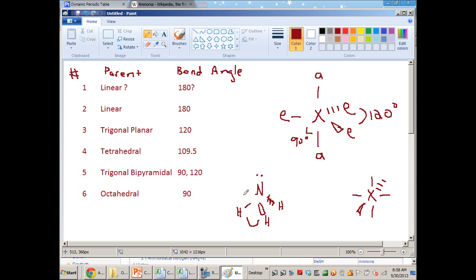So this is kind of the last thing that I want you guys to be able to do from Lewis structures. And what does this mean? Let's look at ammonia. So ammonia has nitrogen and hydrogens. Nitrogen is more electronegative than hydrogen.